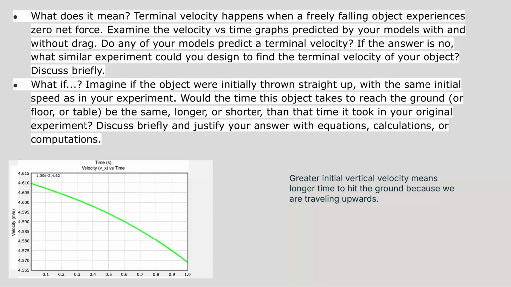All right, the second what if: imagine the object were initially thrown straight up with the same initial speed as in your experiment. Would the time it takes to reach the ground be the same, longer, or shorter than it took in the original experiment? Because we had forward velocity, if you took all of that forward velocity, that's the magnitude of our velocity, which is our speed, and directed it directly upwards, then obviously it's going to travel upwards for a longer period of time, and then it's going to take longer to fall to the ground. Intuitively, that's what you'd think would happen.